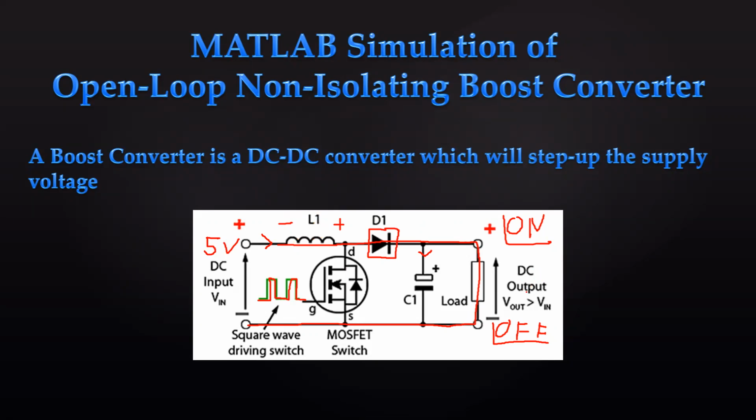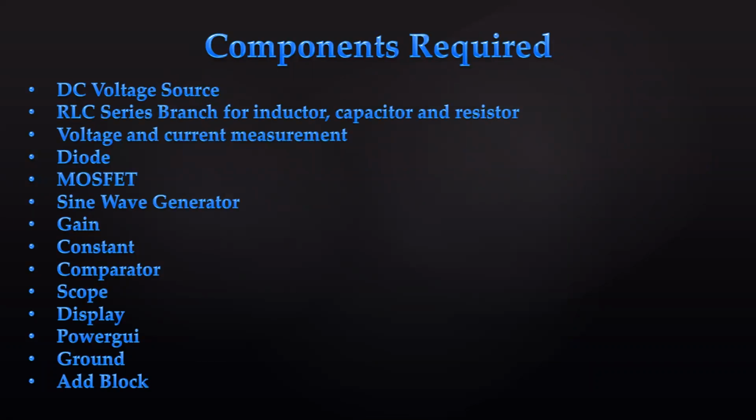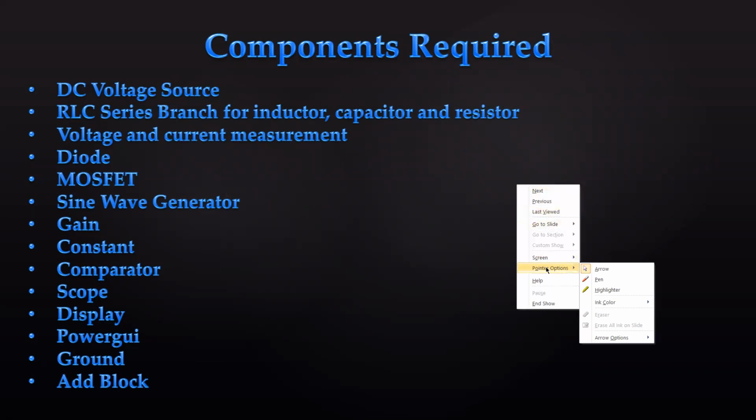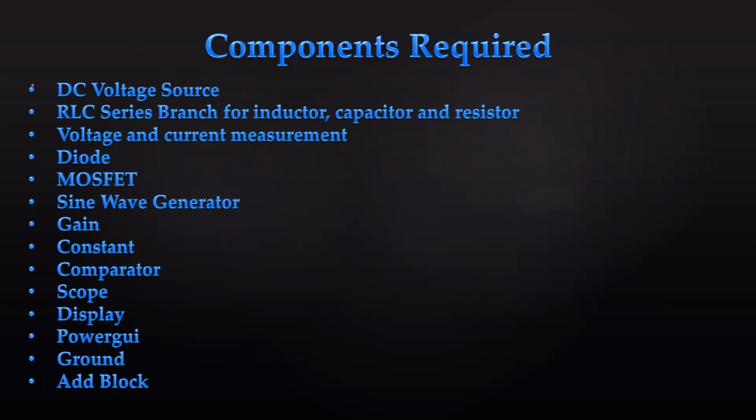So we will see it working. We will draw and simulate the whole thing on MATLAB. First of all, what components do we need? The first and foremost, the most important one, is the DC voltage source. Then we will have this RLC series branch, which we can configure as an inductor, capacitor, or resistor, right? We have voltage and current measurements.